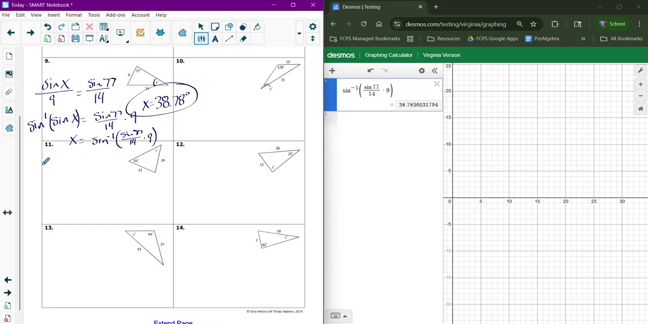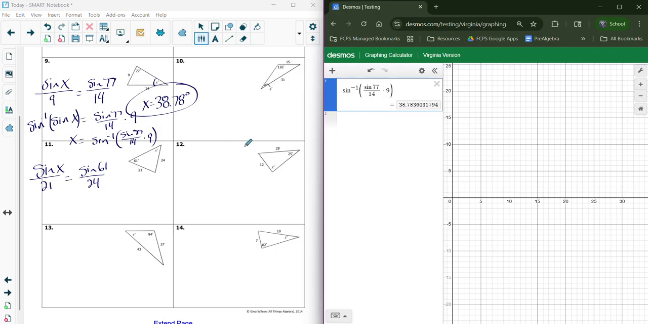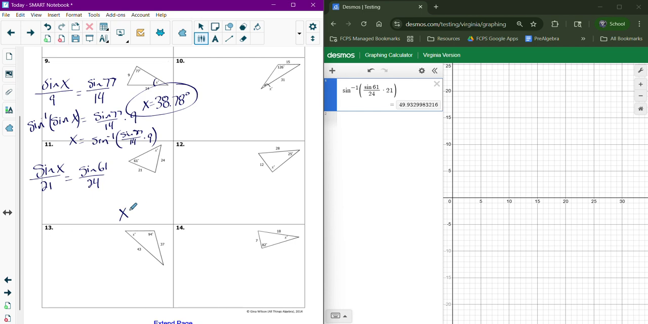Same idea. Sine of x over 21 equals sine of 61 over 24. I'm keeping that in the calculator because I know I'm just rearranging in the same way. So I'm changing that sine of 77 to sine of 61 over 24, and then multiplying the 21 over to the other side. That gives me that x is 49.93.